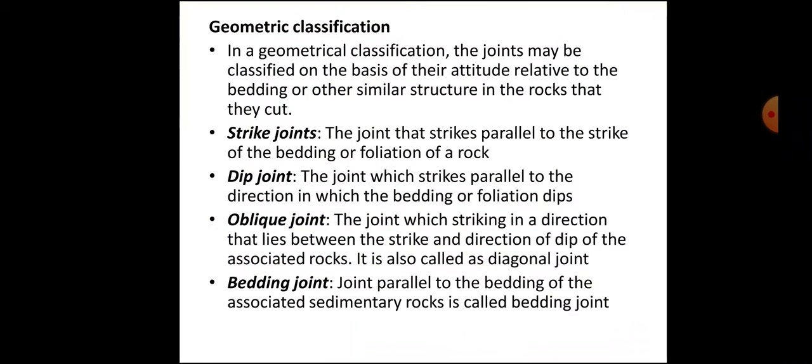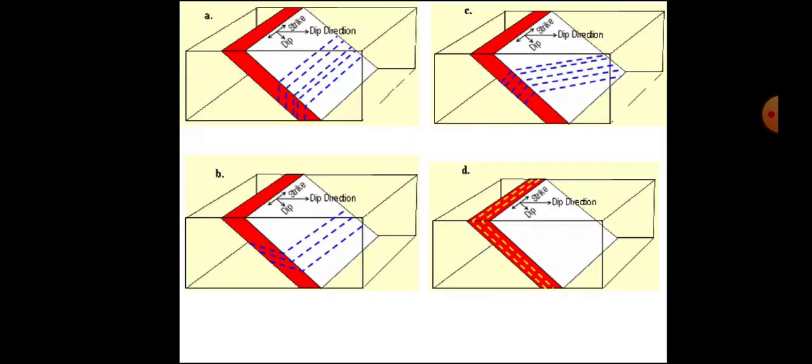Strike joint. The joint that strikes parallel to the strike of the bedding or foliation of a rock. Dip joint. The joint which strikes parallel to the direction in which the bedding or foliation dips. Oblique joint. The joint which strikes in a direction that lies between the strike and direction of dip of the associated rock. It is also called a diagonal joint. Bedding joint. A joint parallel to the bedding of the associated sedimentary rocks is called a bedding joint.